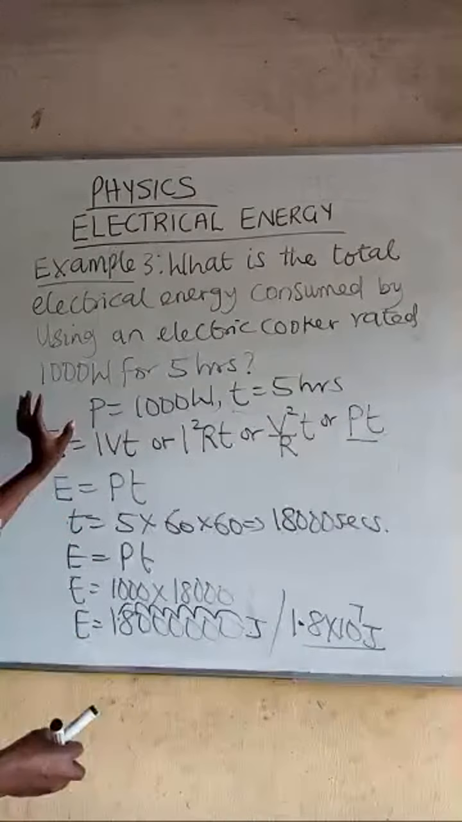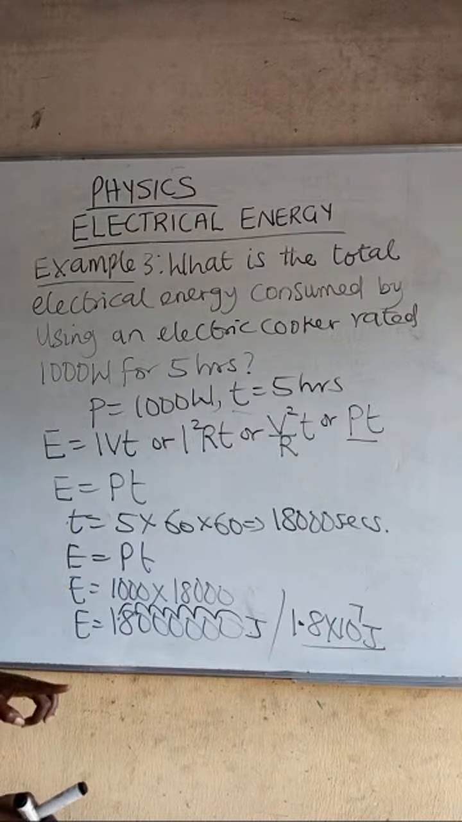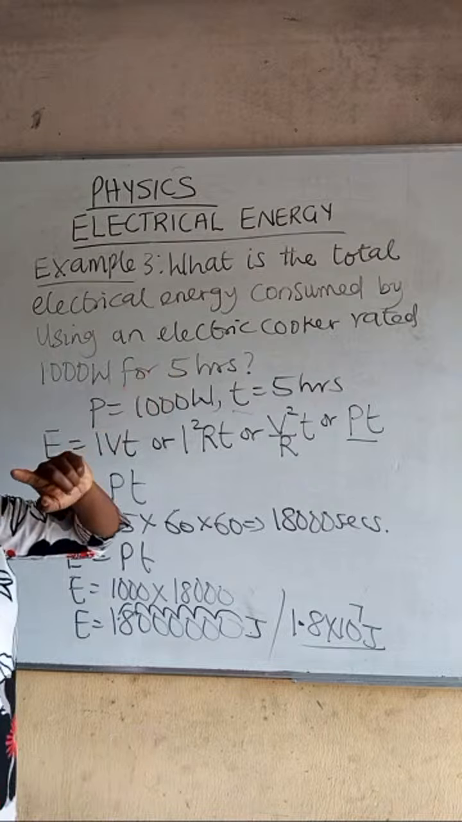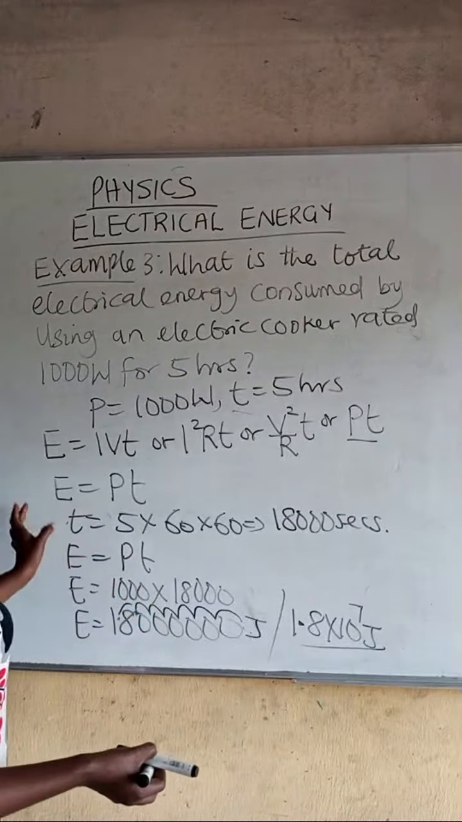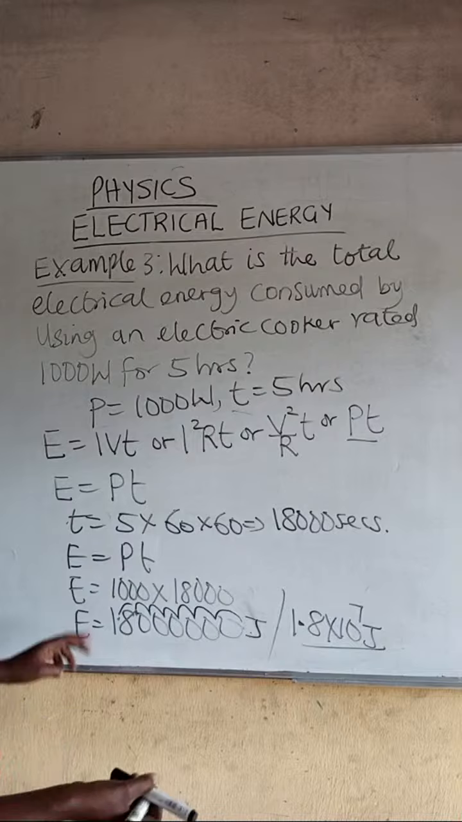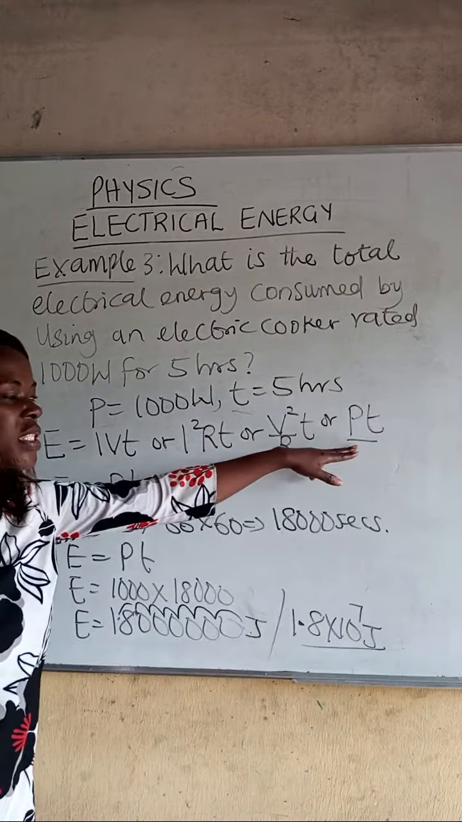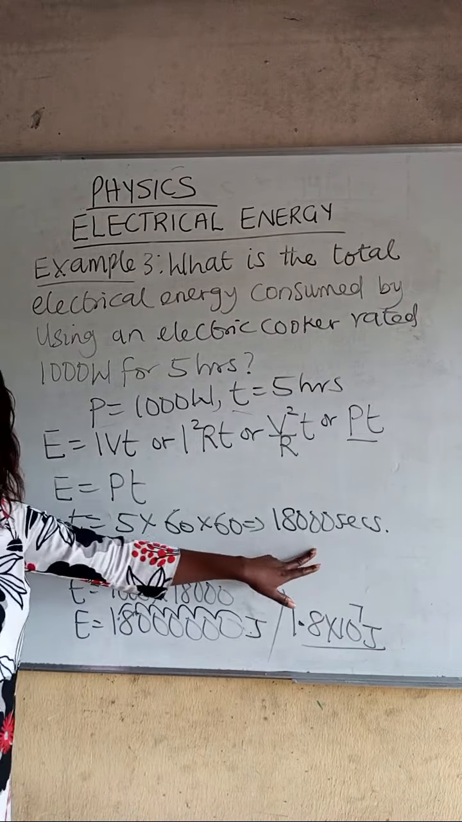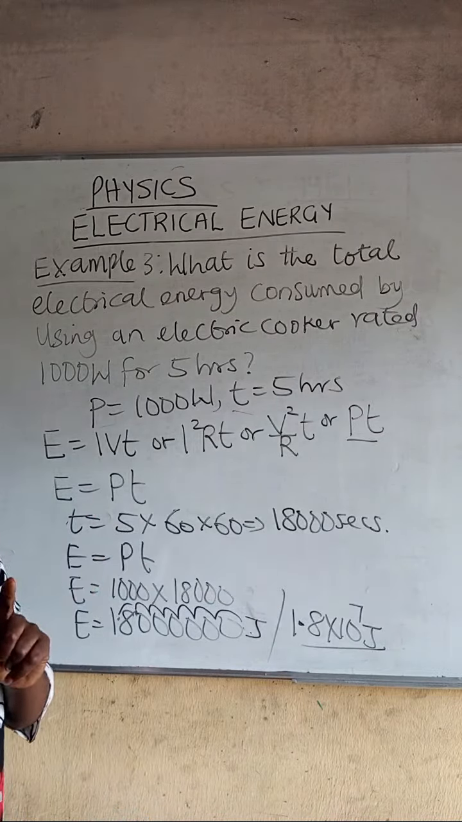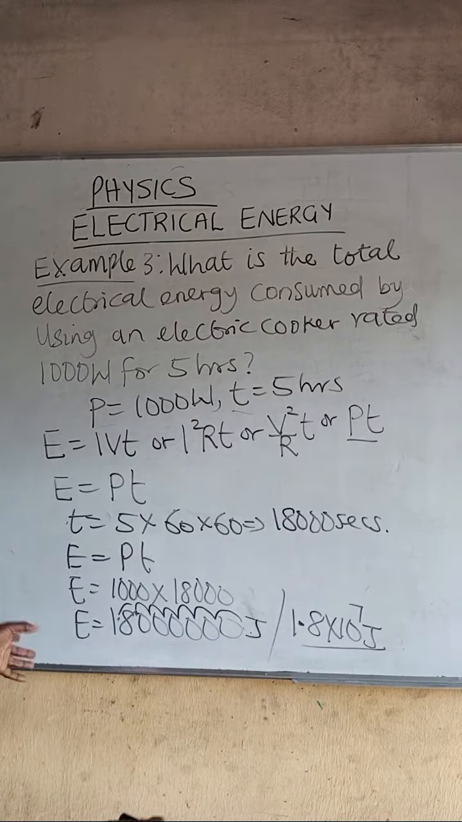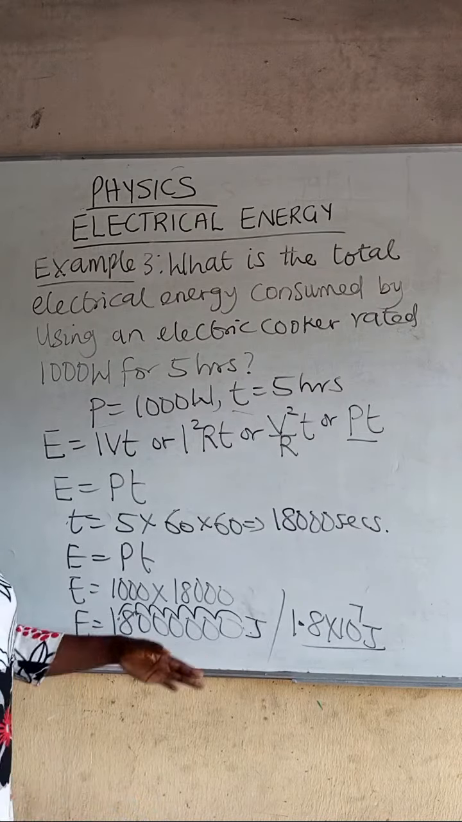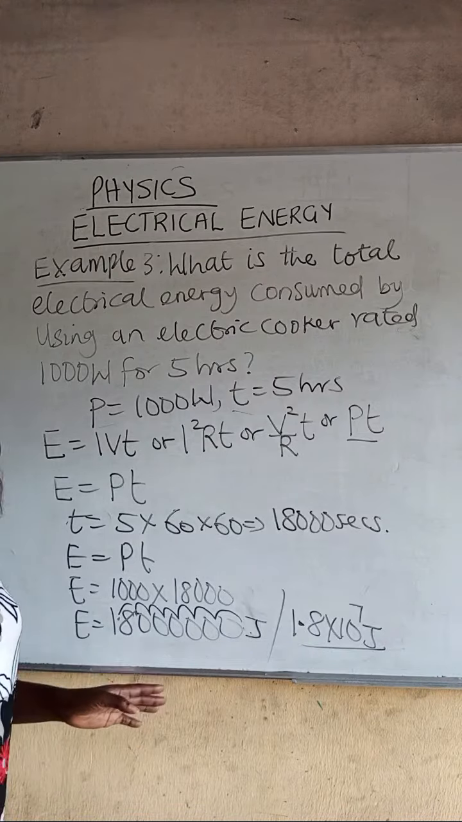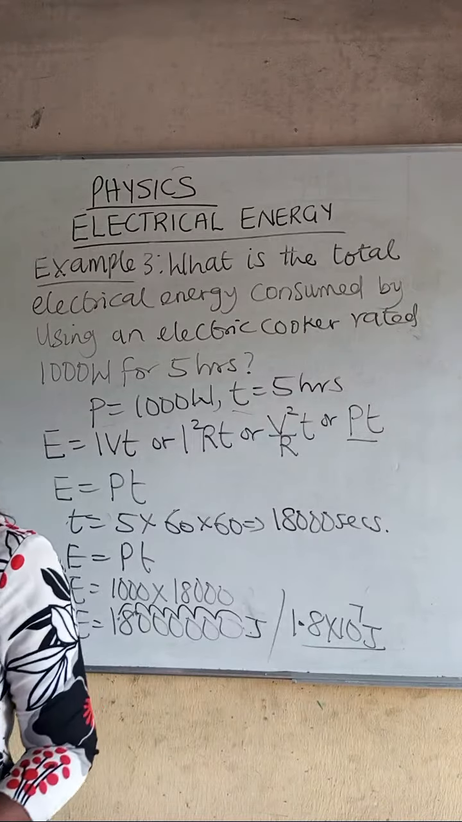So this one has just power and time. The first thing I'm going to do is to set our parameters, then convert the time to seconds so that we can get our electrical energy. And look at the formulas we have. The one that will fit in is PT. So we put in PT and do our conversion to get our time as 18,000 seconds. We multiply and the answer becomes 1.8 times 10 raised to the power 7 joules. Do we understand? All right.